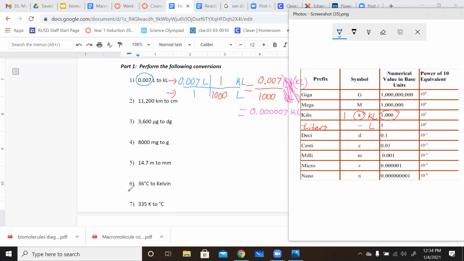The only difference is going to be number 6 and 7, where you're asked to convert between Celsius and Kelvin. So if you recall, the way to convert from Celsius to Kelvin is to add 273. The way to convert from Kelvin to Celsius is to subtract 273. So that should go very fast for you.